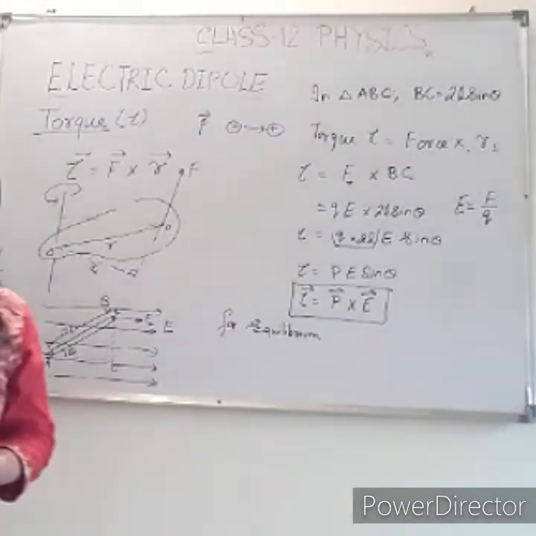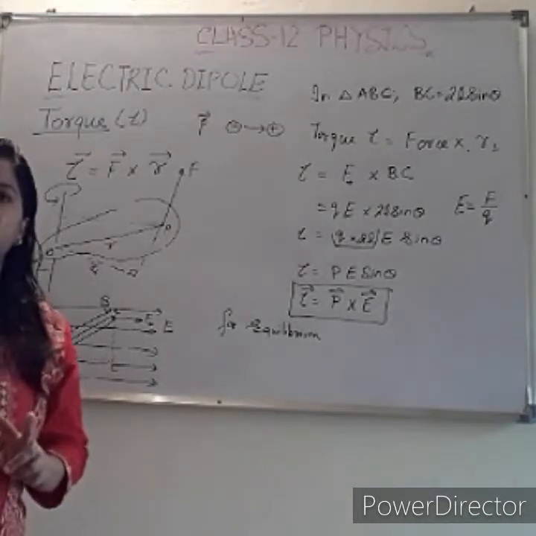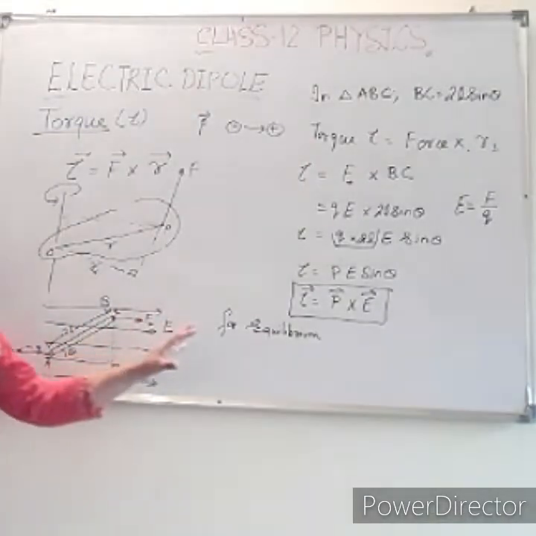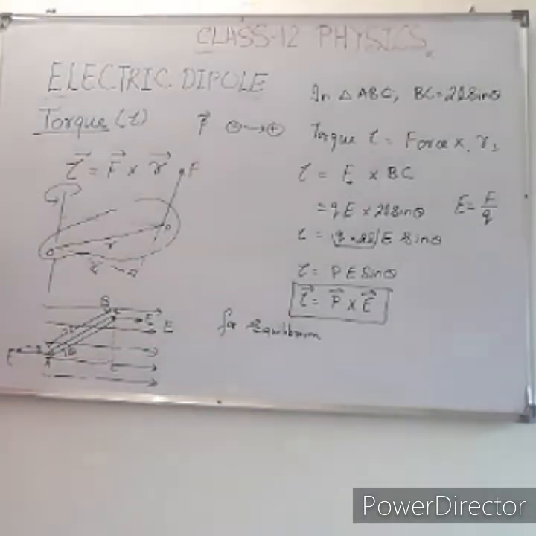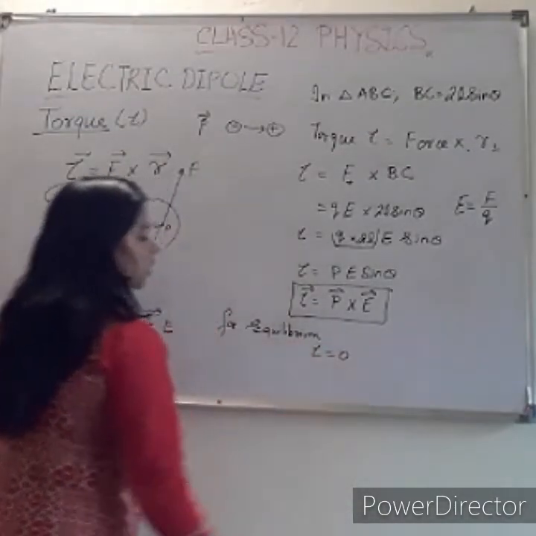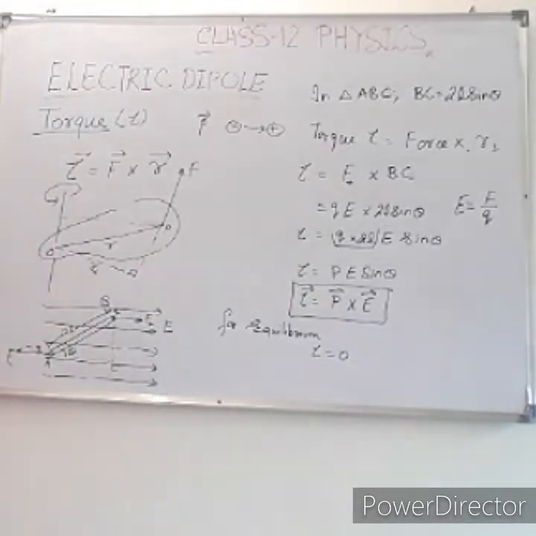I told you earlier in the same lecture what the condition of equilibrium is. There are two conditions: one is linear equilibrium and one is rotational equilibrium. So we will take here the rotational equilibrium, because torque is a quantity related to rotational equilibrium. The rotational equilibrium condition is what? Tau should be equal to 0. So how can we get this value? How should tau be equal to 0? This is for the rotational equilibrium of this system.